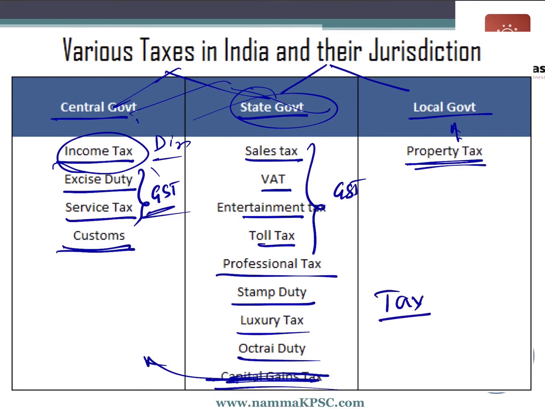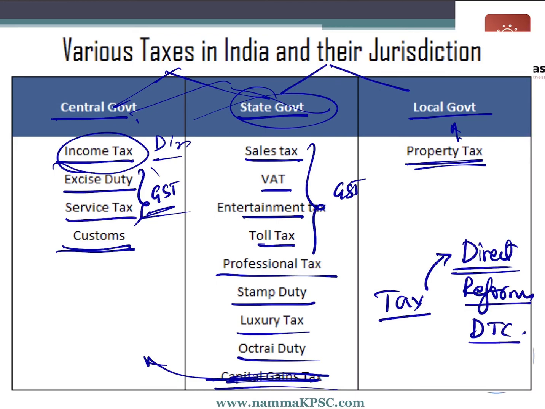So in the next video, we will start with direct tax. We will discuss the different types of direct tax, and we will discuss the reforms in direct tax, that is your direct tax code. And after that, we will start with indirect taxes. We will discuss the different types of indirect taxes, and then we will discuss about GST.